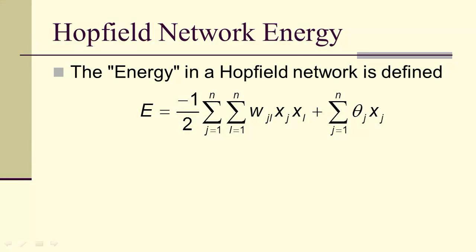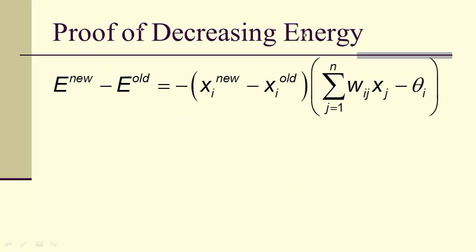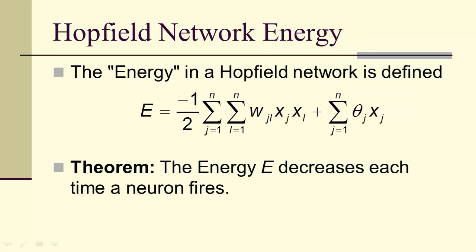Now the Hopfield network has an energy, and the energy is defined as you see here. And there's a theorem that the energy decreases each time a neuron fires. Let's actually prove that. If we take the new energy minus the old energy, after we've randomly selected a neuron i, then only the x sub i can change because we selected an x sub i at random and everything else stayed the same. So in that double sum, all we're left with is the x sub i term.